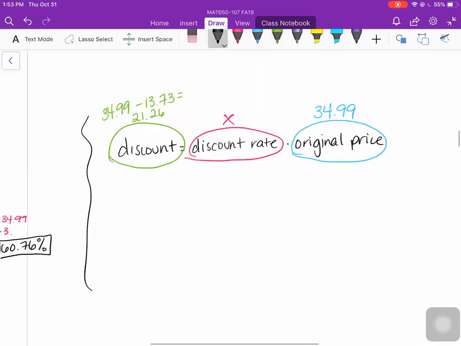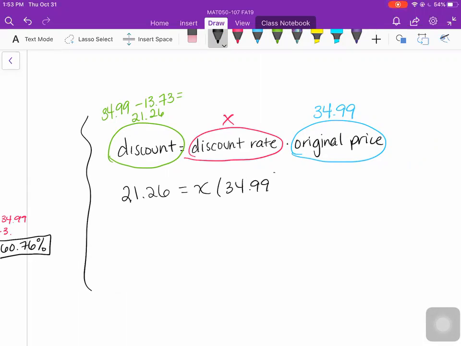So now let's look at this equation. We've got 21.26 equals X times $34.99. How do we solve for X? Good. Divide both sides by $34.99. What is X?